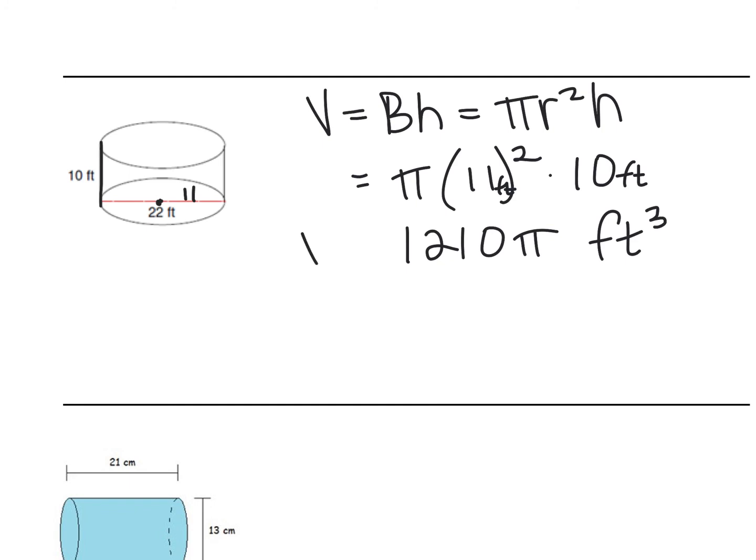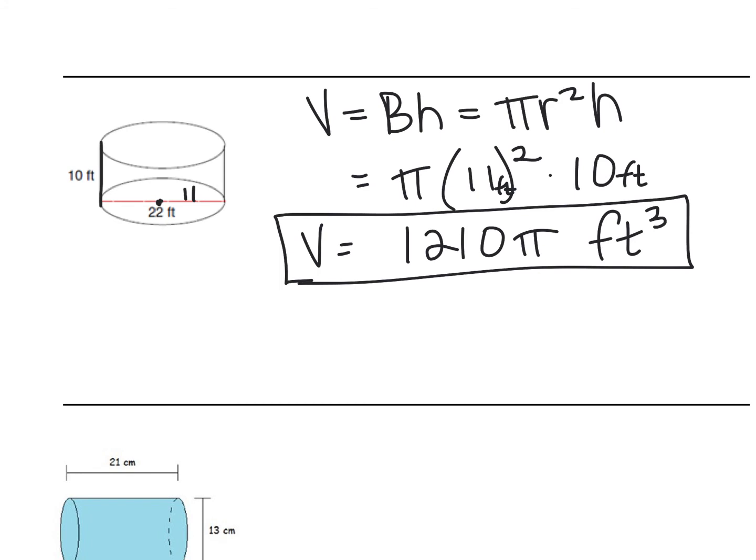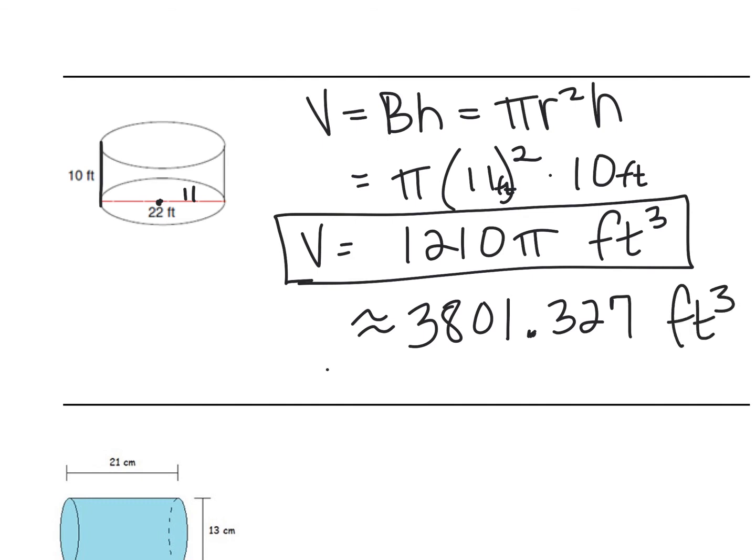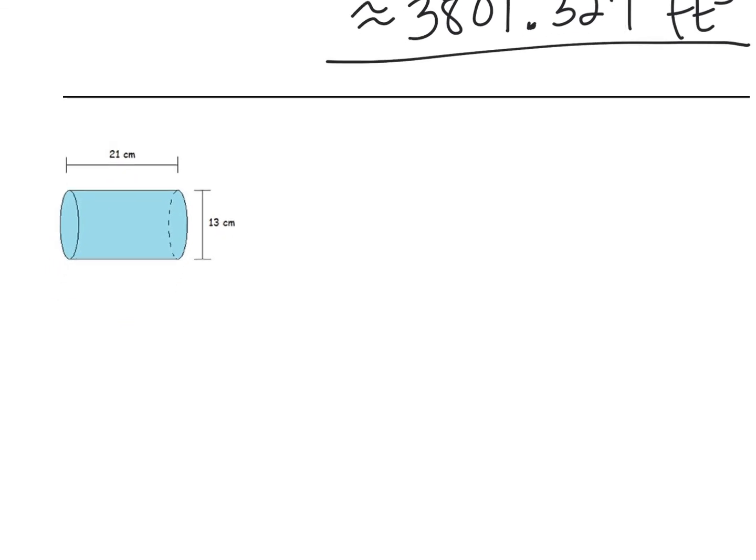So this is our exact answer. And then for an approximate, we're going to multiply times pi and see what number we get. 3,801.3271. So I'll round, I won't need to round up, and that's going to be feet cubed. All right, let's look at the next one.